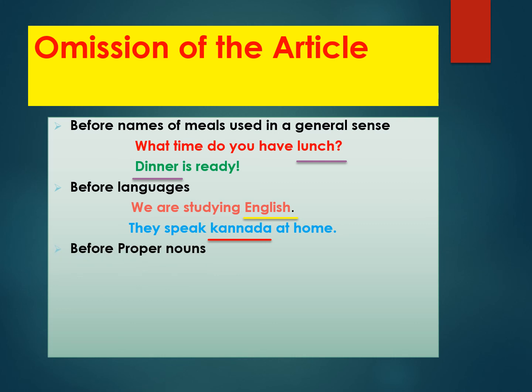Next rule. Article is omitted before proper nouns. Before proper names. Example, Rama. So Rama is a proper noun. Name of a person. So we cannot use any article before the proper noun. Next one. Hyderabad. Hyderabad is a name of place. It is also a proper noun. So we cannot use any article before Hyderabad. India. It is also a proper noun. So we cannot use any article before India.